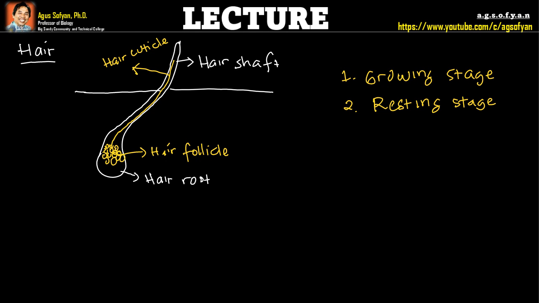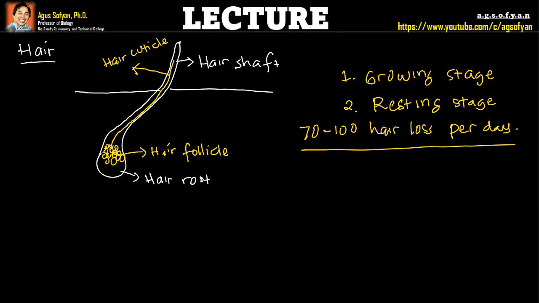So not all hair is growing at the same time. Some hair may be in the resting stage for several months. So that's the reason why, when we have a haircut after several months, usually the hair will not be the same length anymore, because some hair may be growing, some hair is in the resting stage. So there's a growing stage and resting stage. And also it is common that the hair will be lost. So on average, there will be 70 to 100 hairs lost per day. Okay, so this is a normal hair loss happening, which is about 70 to 100 hairs lost per day. So this is the hair, the first accessory structure of the skin.